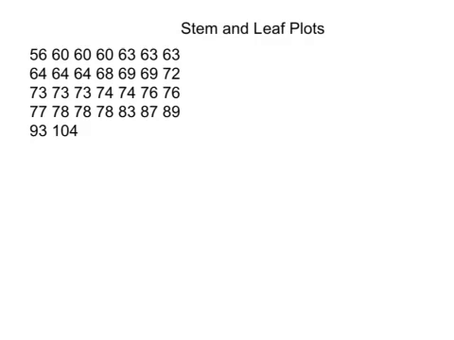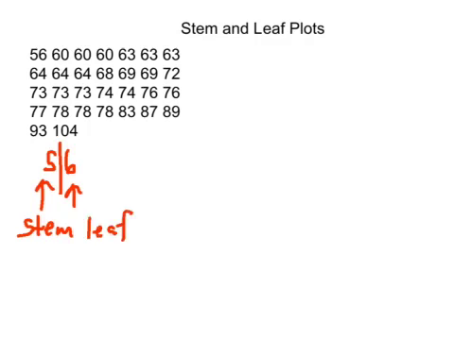A stem and leaf plot is a way of taking the data and breaking the data apart into two components. So let's just take a look at our first digit up here, 56. Notice that 56, I can break 56 into the 50s component and then use the ones component, the 6. So this one here, the 5 and the 50, is known as the stem, and the 6 over here is known as the leaf.